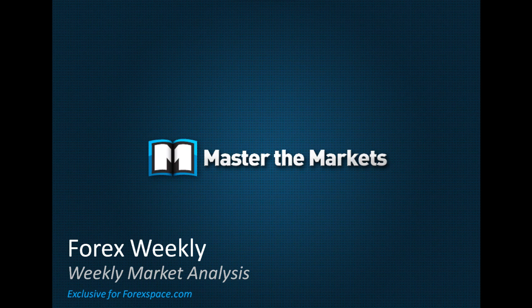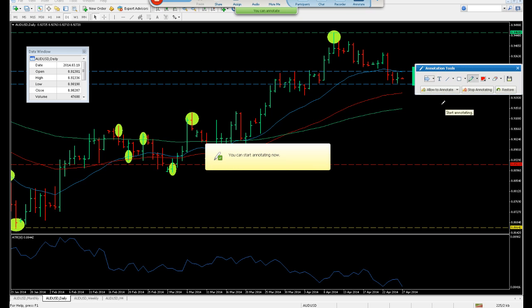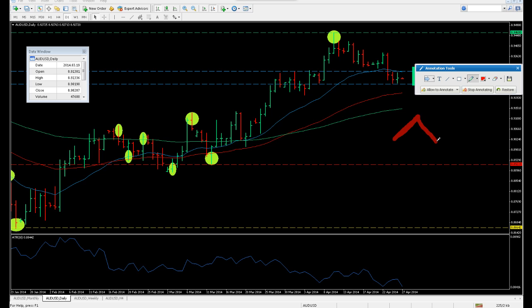Okay, now, as usual, as we always do, let's start off with Aussie dollar on the daily chart. As we can see over here on the Aussie dollar, it's now on a bias towards an upside. Also, that's giving strength for it because we have our algos here at Master the Markets, which identify the swing highs and swing lows over here.